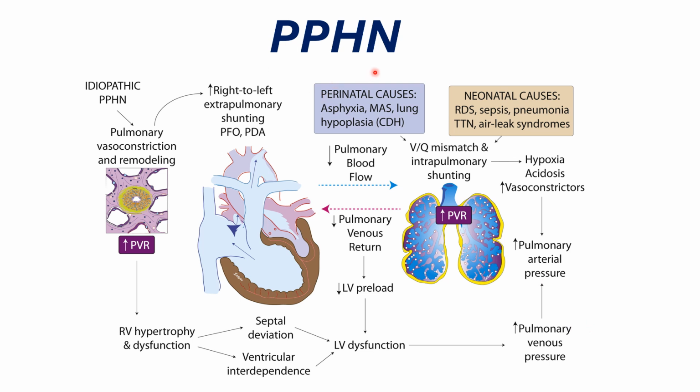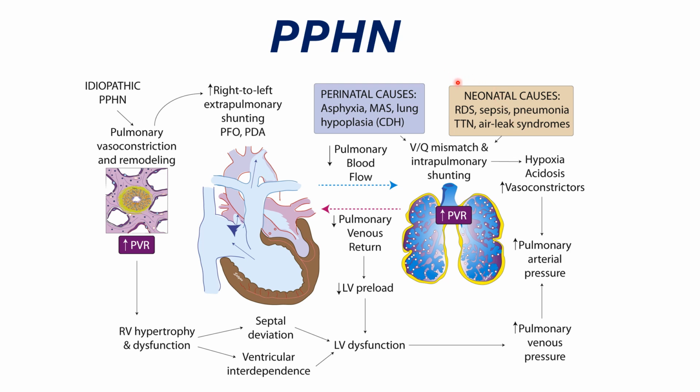Other causes of PPHN during the perinatal period can be asphyxia, meconium aspiration, lung hypoplasia, and congenital diaphragmatic hernia. And in neonates, the causes of PPHN can be respiratory distress syndrome, sepsis, pneumonia, transient tachypnea of the neonate, and other syndromes.